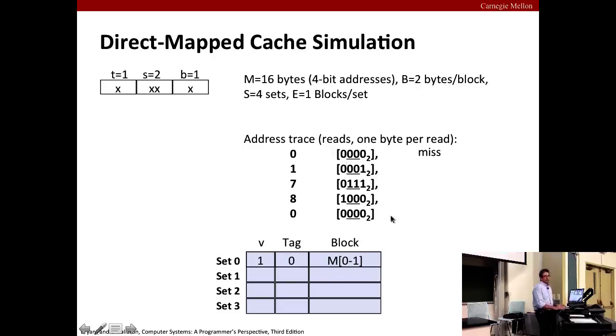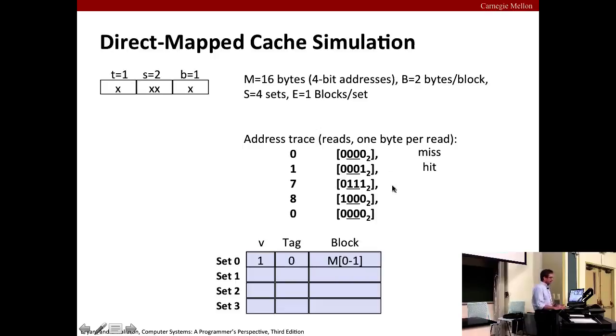Now the next address that comes by is for address 1. Well, that's a hit, right? Because the block that contains the byte at address 1 is already in the cache. The tags match. So we're good. That's a hit.